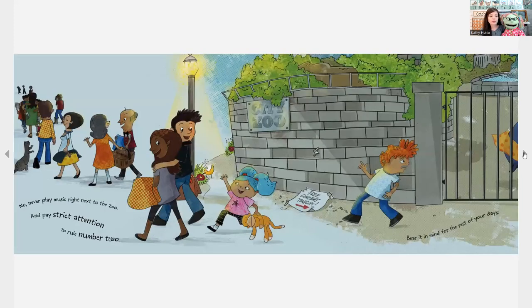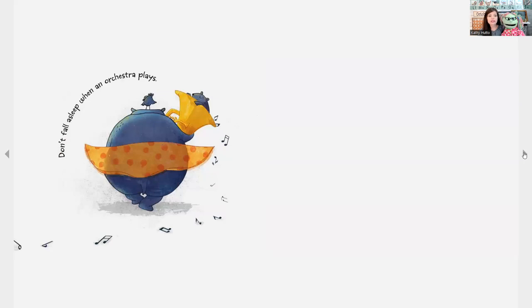No, never play music right next to the zoo, and pay strict attention to rule number two. Bear it in mind for the rest of your days. Don't fall asleep when an orchestra plays.